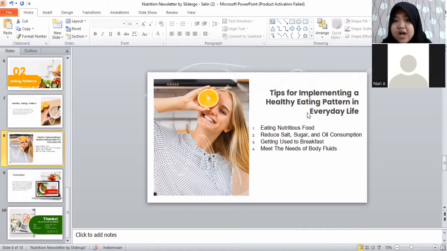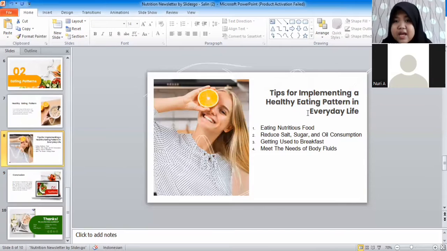Recommended consumption of salt, sugar, and oil per day. Number 1, sugar: 4 tablespoons per person per day, equivalent to 50 grams. Number 2, salt: 1 teaspoon per person per day, equivalent to 5 grams. Number 3, oil: 5 tablespoons per person per day, equivalent to 67 grams.